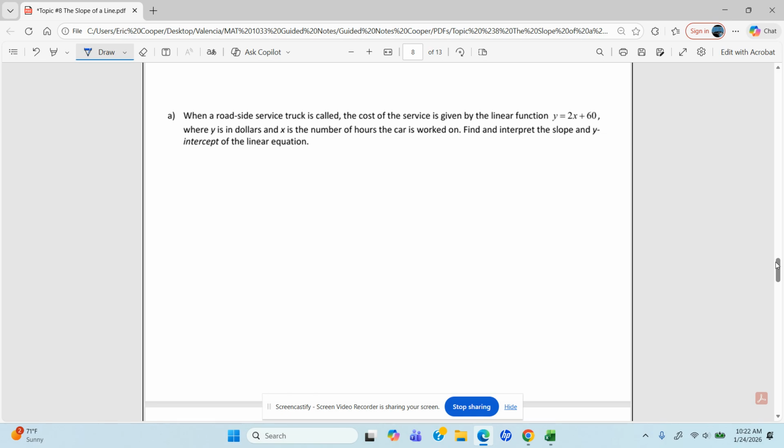Let's try to translate this and solve it with applications. When a roadside service truck is called, the cost of the service is given by this linear function. Y is equal to 2x plus 60, where y is in dollars and x is the number of hours the car has worked on. Find and interpret the slope and the y-intercept of the equation. So here is the equation, and we know what everything is. The 60 is the y-intercept, and the 2 is the slope. But what do these things mean?